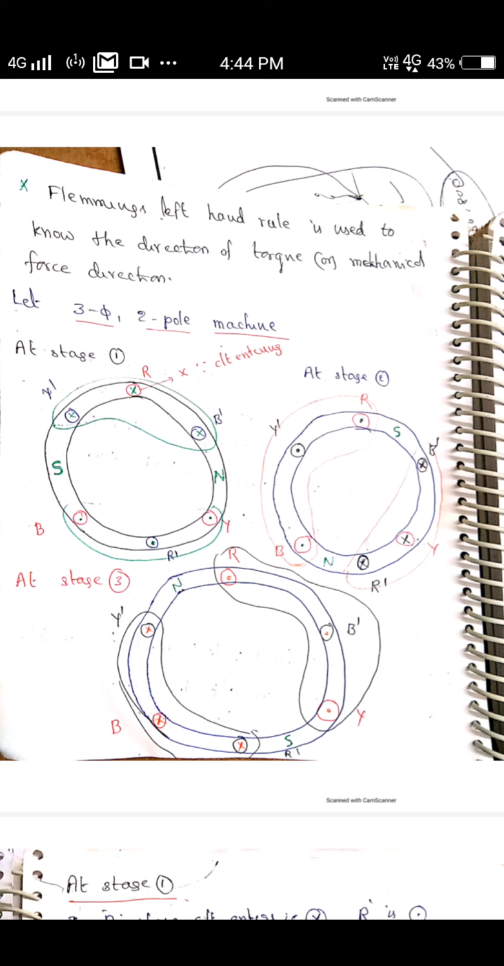Now I place each winding 120 degrees from each other. I am going to explain three cases. Come to the first stage. R phase is at its most positive, which means R cross, R dash dot. At that time Y and B are negative, see the waveforms if you have doubts. Y negative, so I represented Y dot, B negative. If Y is negative, Y dot means Y dash cross. Similarly, B dot means B dash cross. So currents are flowing.